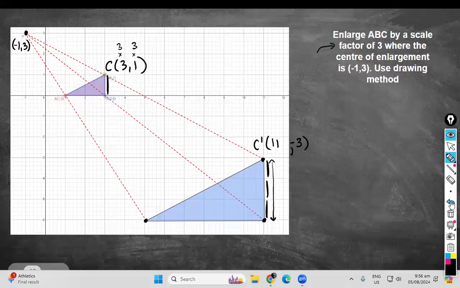So screenshot if you need to. And I'm going to erase the wrong thing here. Screenshot if you want to. Let me know when you're finished.